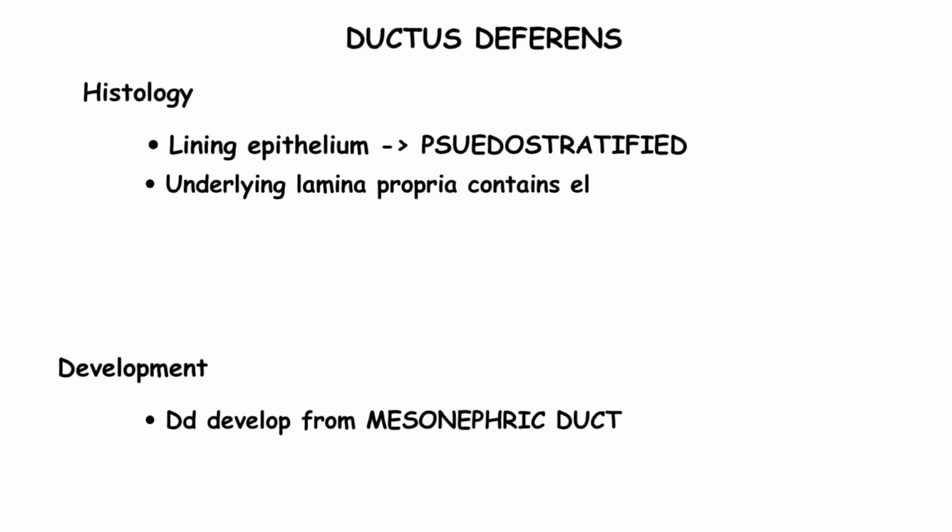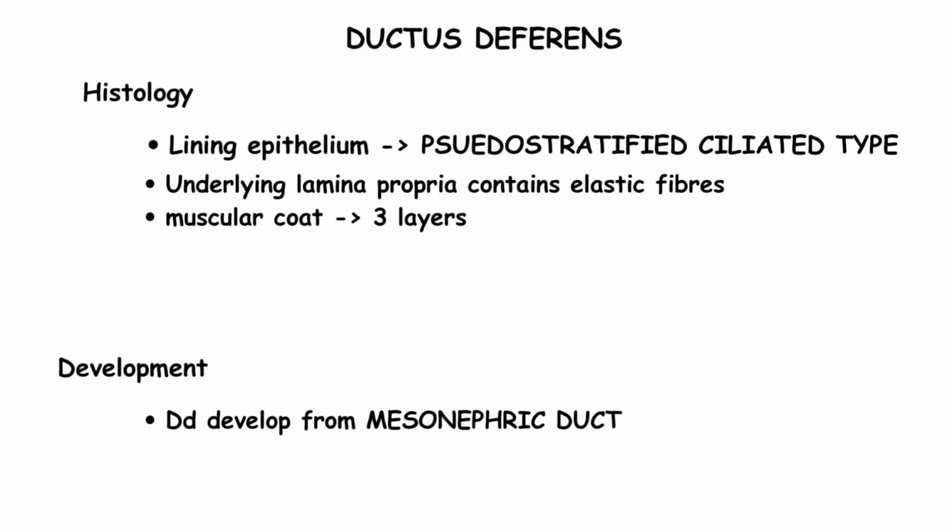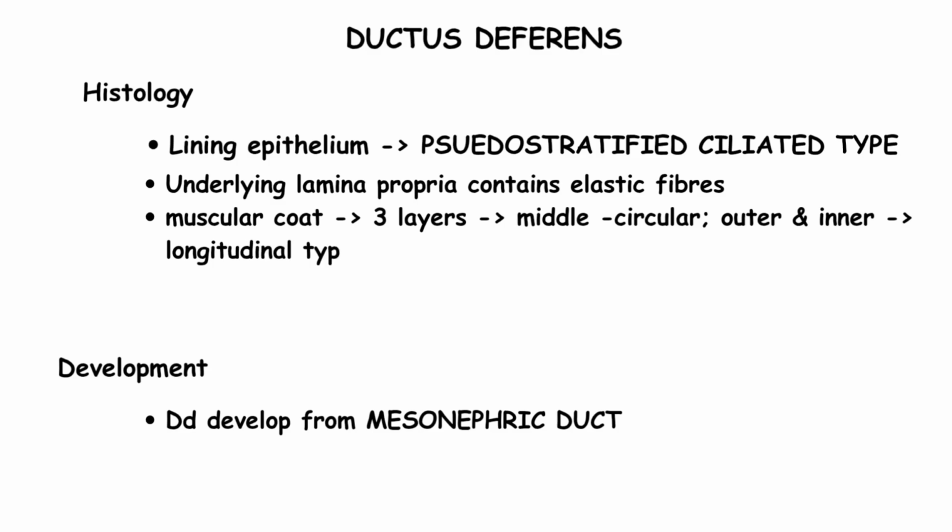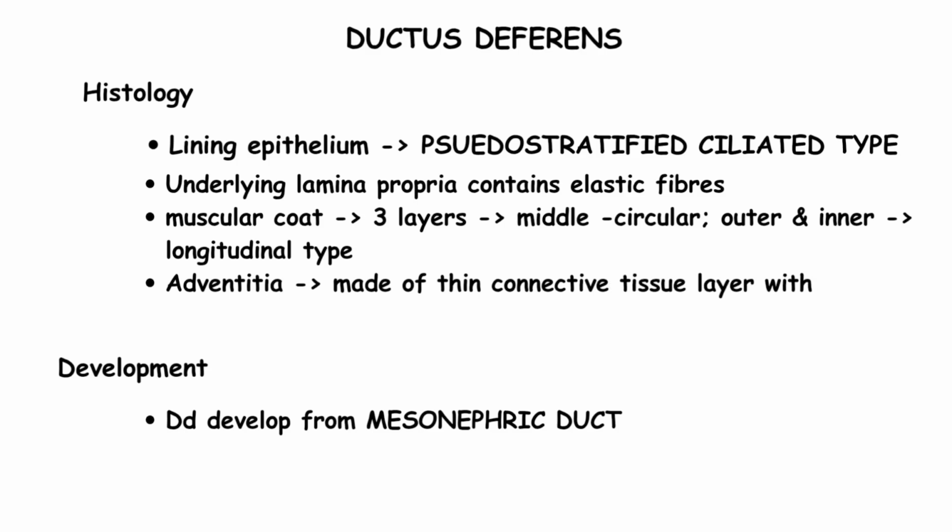Histology of ductus deferens. The lining epithelium is pseudostratified ciliated type. The underlying lamina propria contains elastic fibers. The muscular coat has three layers: middle, outer, and inner. The middle layer is circular; the outer and inner layers are longitudinal. The adventitia is made of a thin connective tissue layer with fine nerves and arterioles. The development of ductus deferens is from the mesonephric duct.